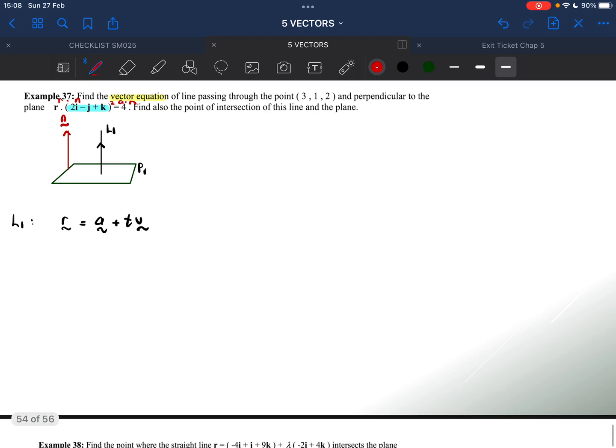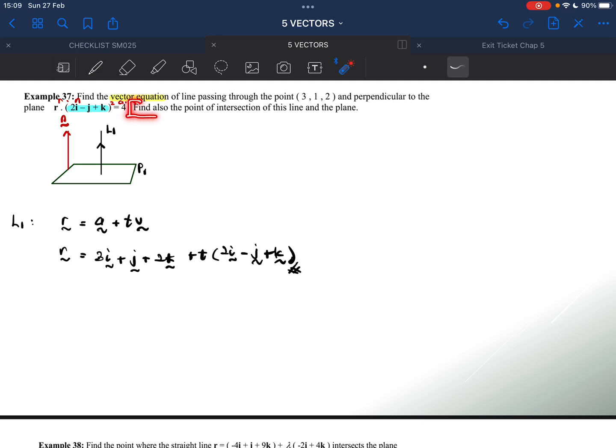So what we have to do here is just substitute. We have r equals 3i plus j plus 2k, where a is the point, plus t times v, where v is the normal of the plane because the line is perpendicular to the plane. So here we have the normal 2i minus j plus k. That is the equation of the line that we want to find, the vector equation of the line.